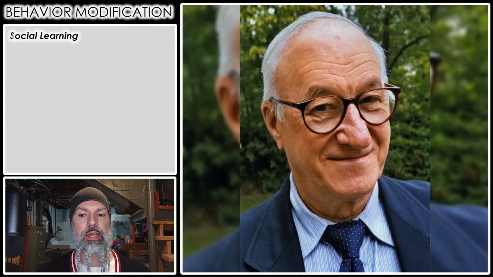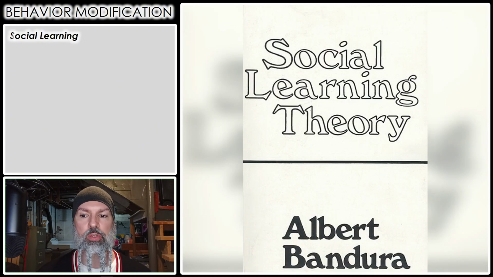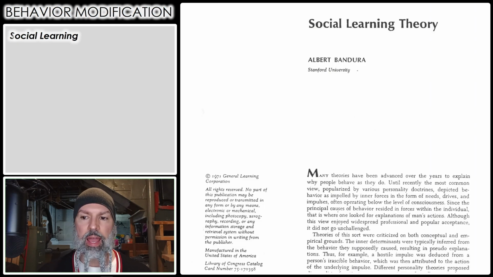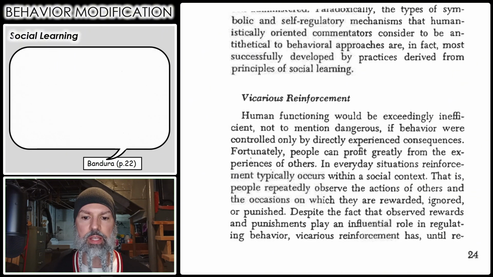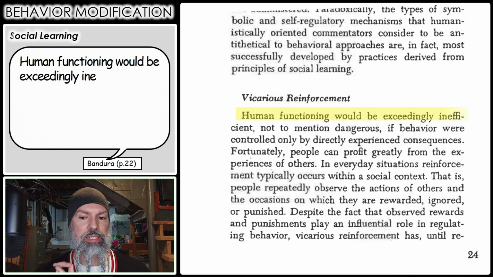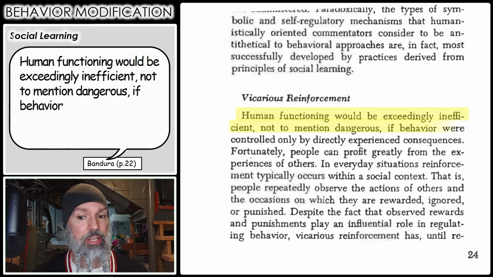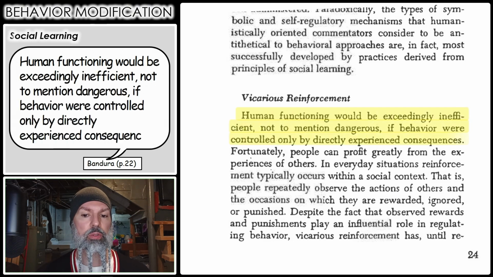All right, so today we're going to continue our look at social learning theory. Last time we introduced this idea and we took a look at a quote from Albert Bandura in his book, Social Learning Theory. We're going to revisit that because it is a great foundation for the importance of social learning theory. What he mentioned on page 22 was that human functioning would be exceedingly inefficient, not to mention dangerous, if behavior were controlled only by directly experienced consequences.